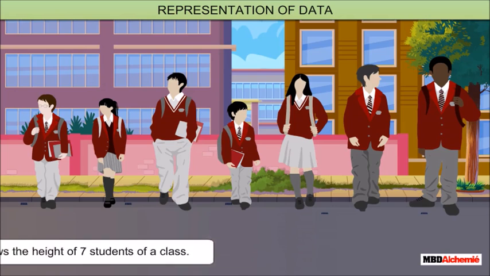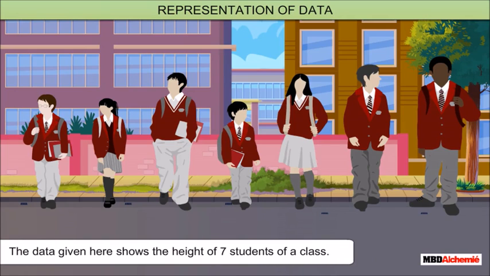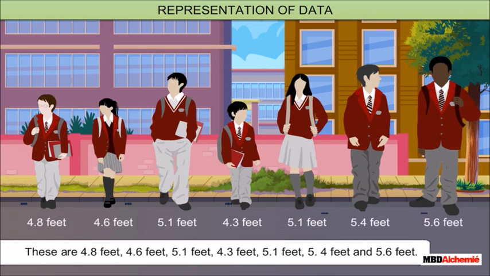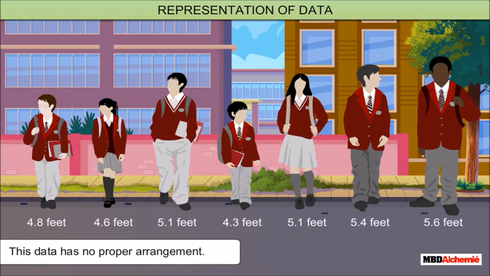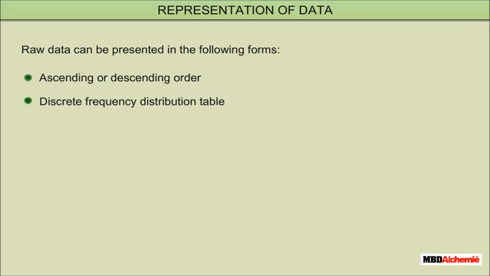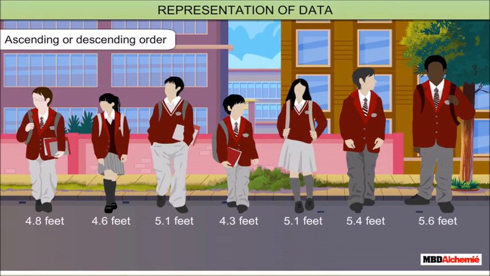Representation of data. The data given here shows the height of 7 students of a class. These are 4.8 feet, 4.6 feet, 5.1 feet, 4.3 feet, 5.1 feet, 5.4 feet, and 5.6 feet. This data has no proper arrangement. This type of data is called raw data. Raw data can be presented in the following forms: ascending or descending order, discrete frequency distribution table, grouped frequency distribution table.